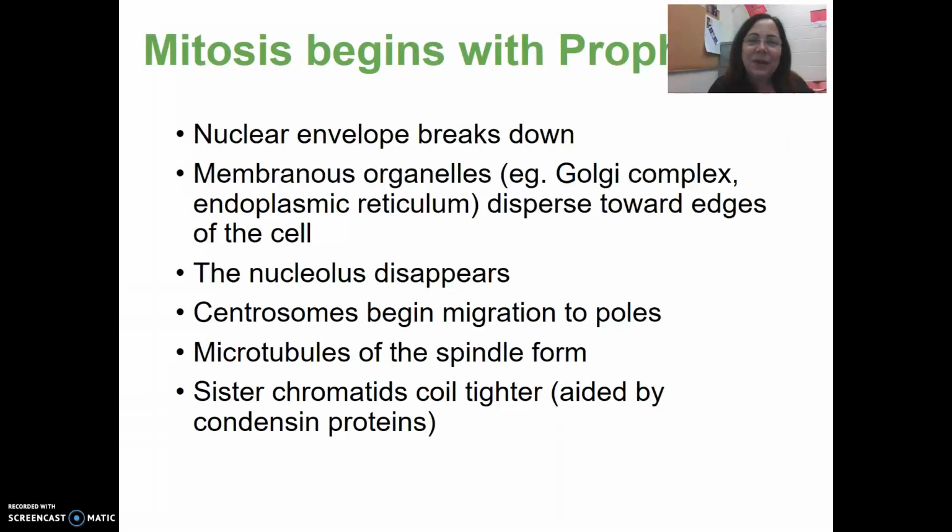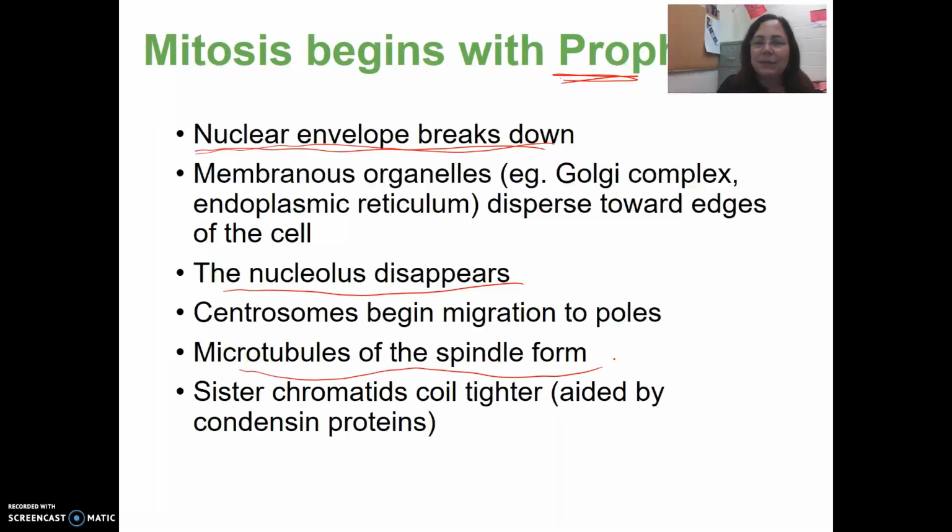So now we're going to go through the notes on all of these different phases that we just saw images of. Prophase, the nuclear envelope breaks down. So this is prophase. The nucleolus disappears. The microtubules of the spindle begin to form, so the spindles emerge from the centrosomes, and the centrosomes begin moving to opposite poles of the cell. You do need to remember that centrosomes are composed of two centrioles.